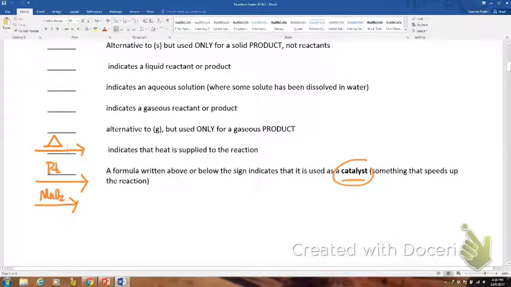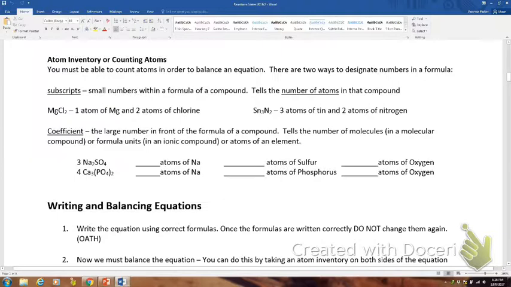So now let's look at how we're going to make sure we do an atom inventory count. Sorry about this. I could not find my PowerPoint, and so we're just going to do it the old-fashioned way.